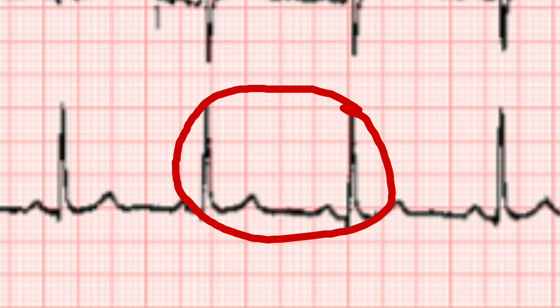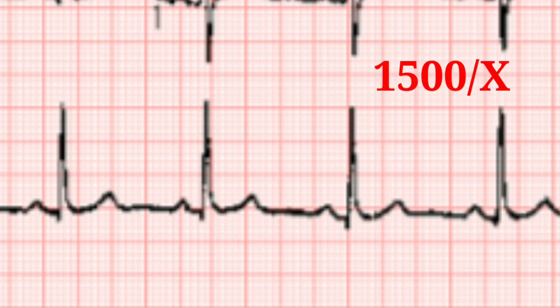The second method of knowing the heart rate is to count the number of small boxes between 2 R waves and then divide 1500 by that number. That can also give you the heart rate.